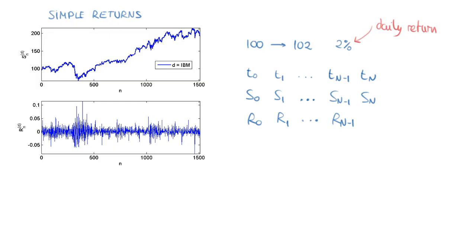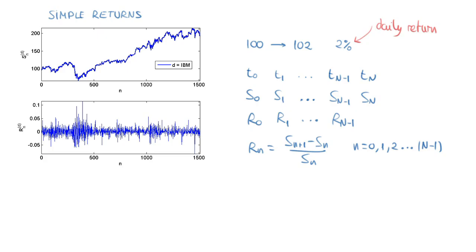The definition is the following. R sub n is equal to the price at time tn+1 minus the price at tn, over the price at tn. And this would be valid for n equals 0, 1, 2, up to n-1.